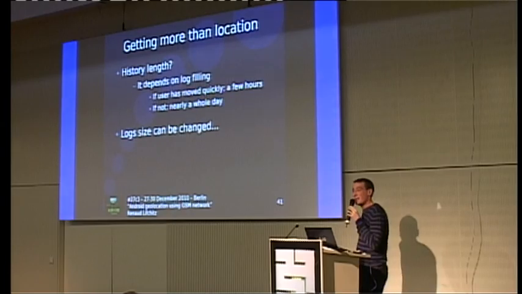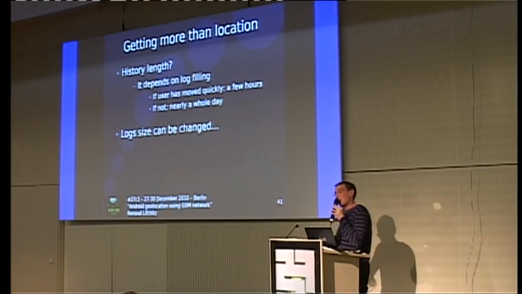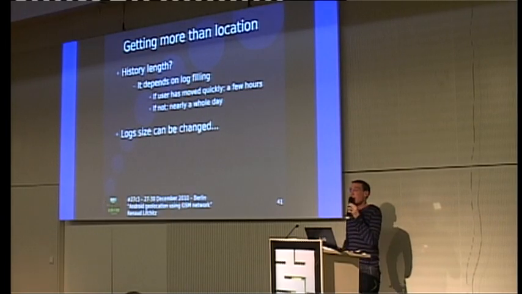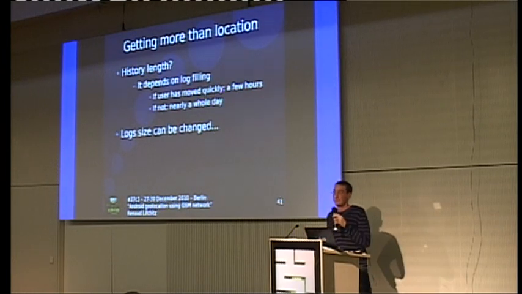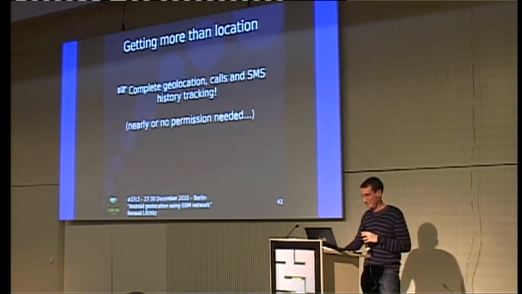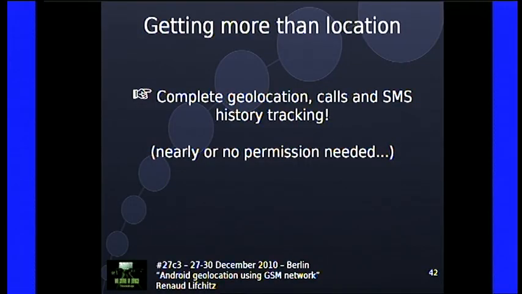But remember, with the logcat tool, you can change the log size, and in a malware you can multiply the log size by 10 or by 100 in order to be able to gather user activity for a month or for 2 months. So now you have complete geolocation, calls, and SMS history tracking with nearly no permission needed.